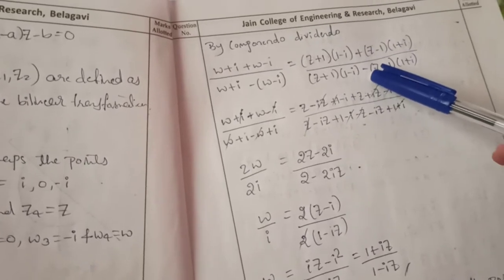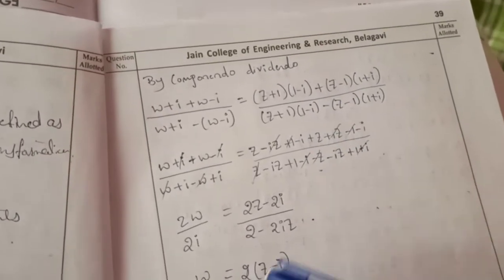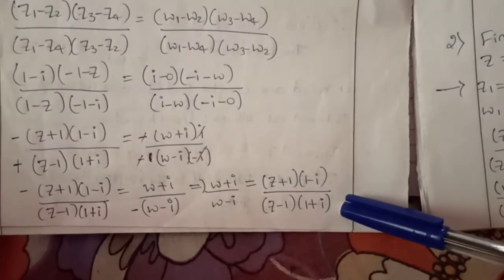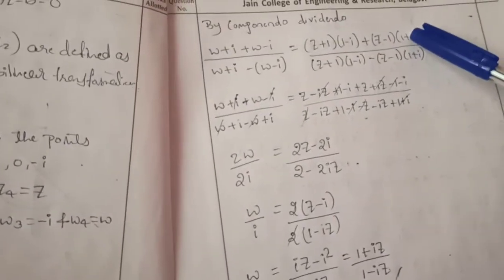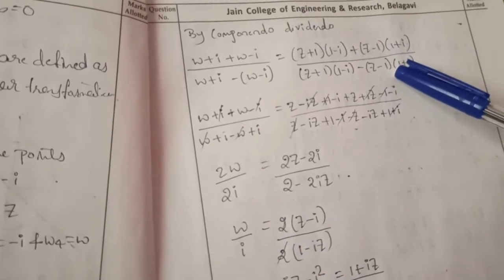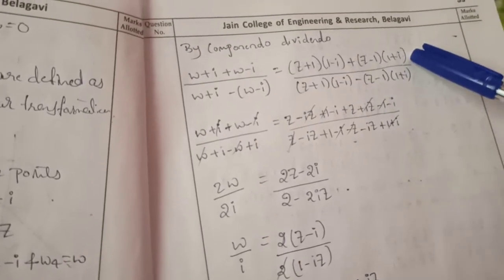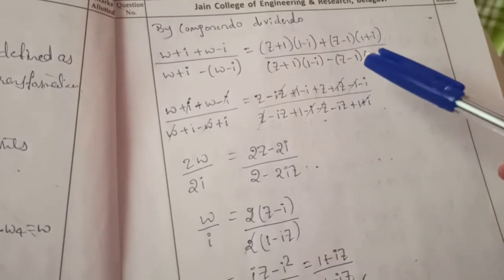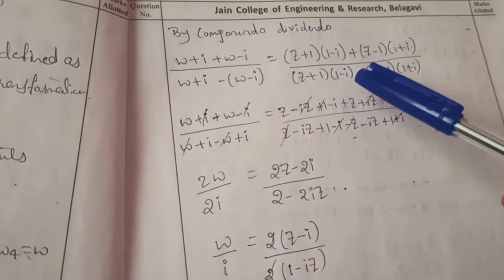numerator, minus to denominator. Then the denominator in the previous step, z minus 1 into 1 plus i, that we have to write in the numerator also and in the denominator also: z minus 1 into 1 plus i divided by z minus 1 into 1 plus i. Next step is just the bracket multiplication of all.